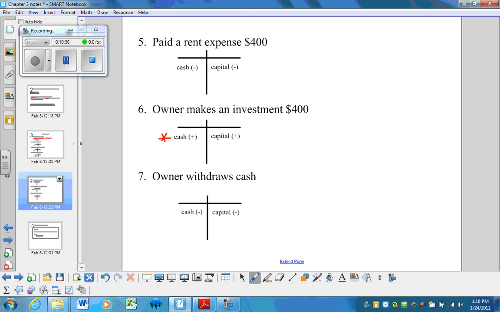Number 7, owner withdraws cash. So the owner is taking money out. The business's cash is going down, and the capital is going down because the money has left the business. Okay, then eventually, when we get to chapter 4, instead of just putting increases and decreases on each of the left and right sides, we're going to be putting in dollar values. Like in number 6 here, we would be putting $400 on each side. Okay, so that's where we're going in the future.